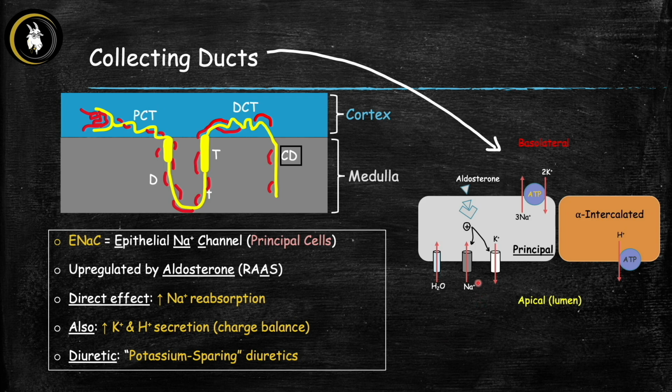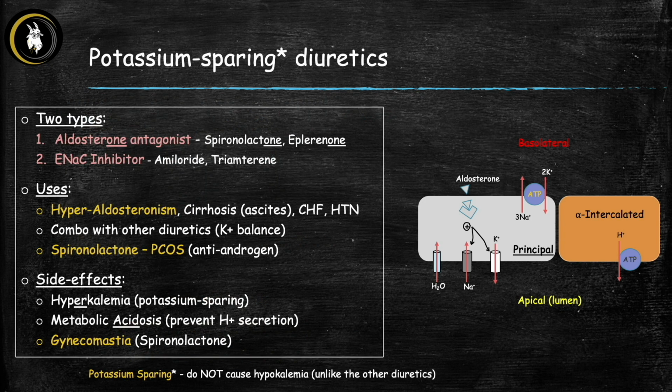But what's going to happen as a consequence of removing these cations from the filtrate is now our apical lumen is going to be negatively charged. So to compensate for that, we have to secrete cations back into the filtrate. And the way we do that is by secreting potassium and protons. So the potassium is going to be secreted through the ROMK channels in the principal cells. The protons are going to be secreted through the proton ATPase, through the alpha intercalated cells. So the overall effect is going to be increased sodium reabsorption, and then a secondary secretion of potassium and protons. And next, I'm going to talk about the diuretics that affect these channels, and these are known as the potassium-sparing diuretics.